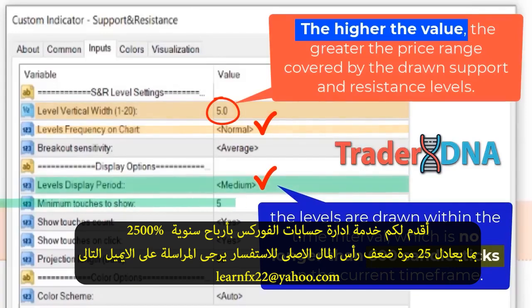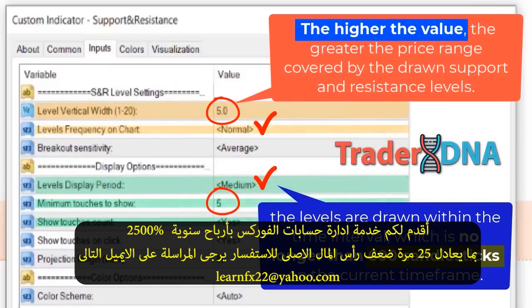Minimum touches to show. By default, its value is set to 5. This means that the indicator will draw only those support and resistance areas with which the price interacted 5 times or more. Show touches count. This parameter has only 2 values, yes and no. If set to yes, the number of price interactions with the level, the weight of the level, is displayed next to it. If set to no, this information is not displayed.